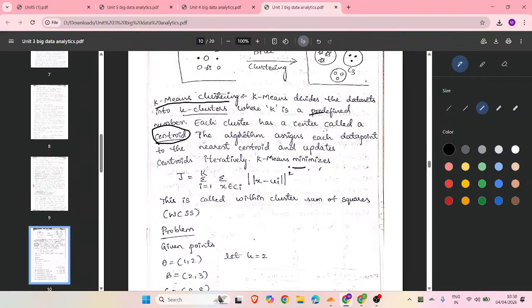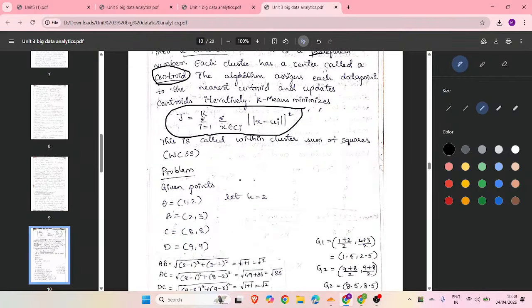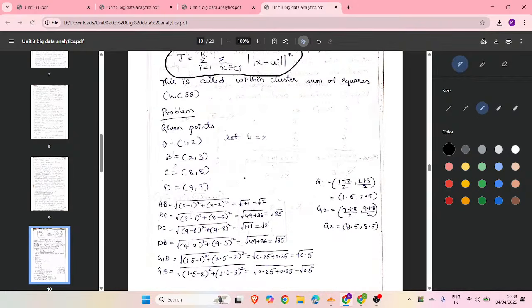So this is the formula. Don't worry about the formula, I will explain it. Let us go through one example first. Here I have given some points: A equals (1, 2), B equals (2, 3), C equals (8, 8) and D equals (9, 9). And I have given a predefined k, which means I want to divide it into two clusters.